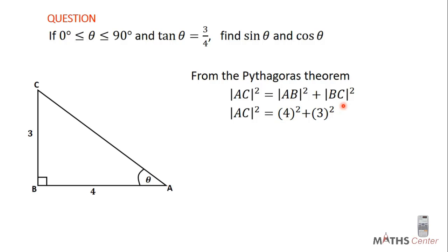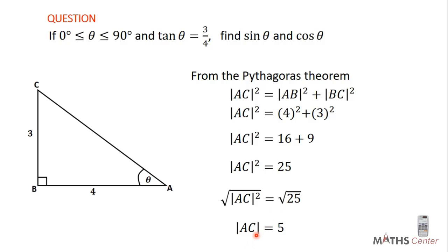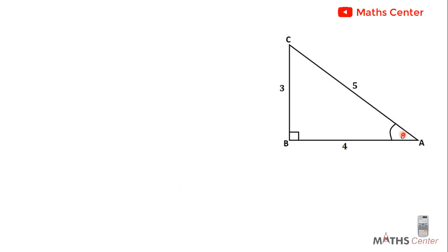AB is 4, BC is 3. So you are going to have AC squared is equal to 4 squared plus 3 squared. And if you simplify this, you are going to have AC is equal to 5. So we can say that AC is 5. So now from our diagram, remember this is theta, this is opposite, which is 3, this is adjacent, which is 4. We have AC now to be 5.